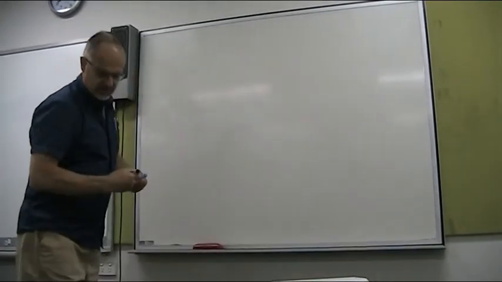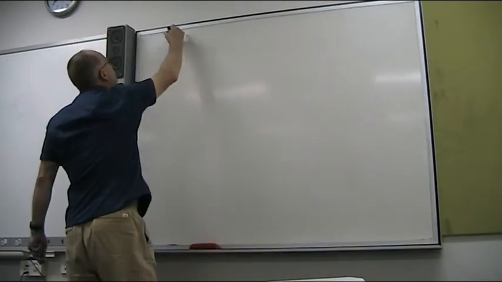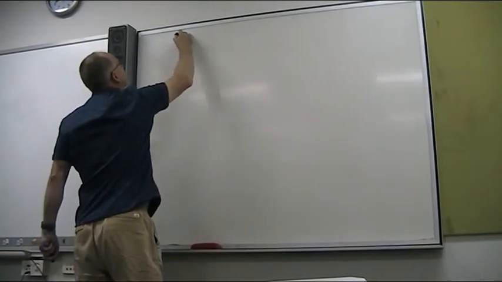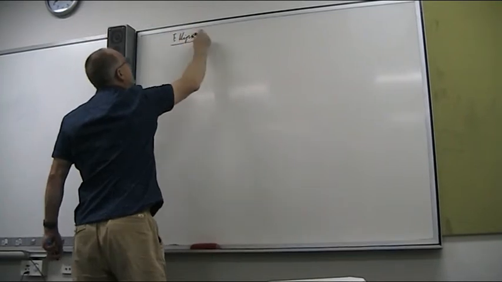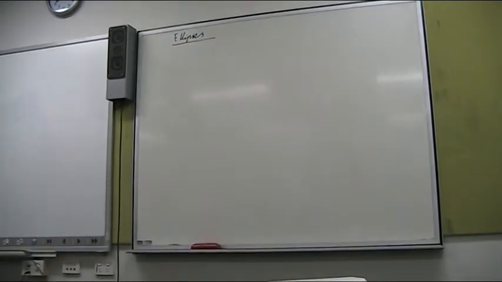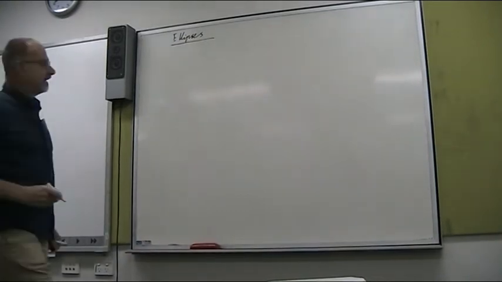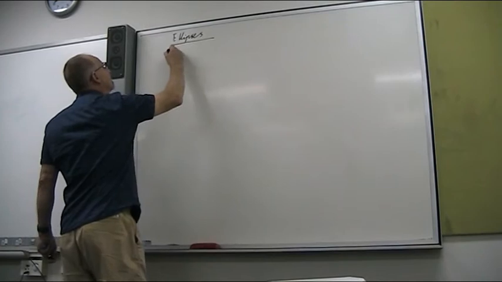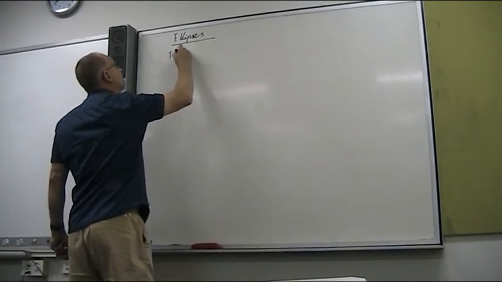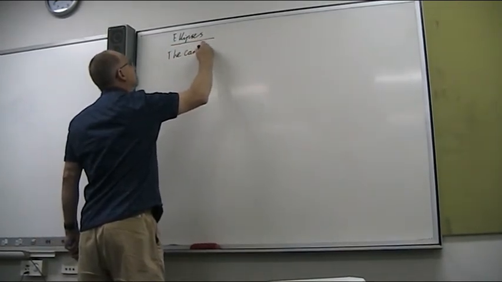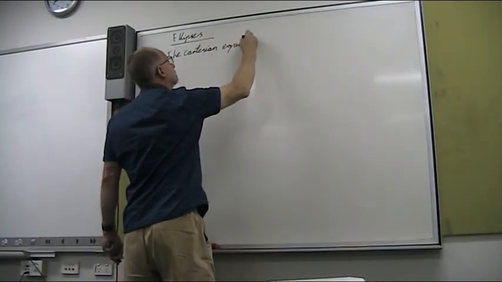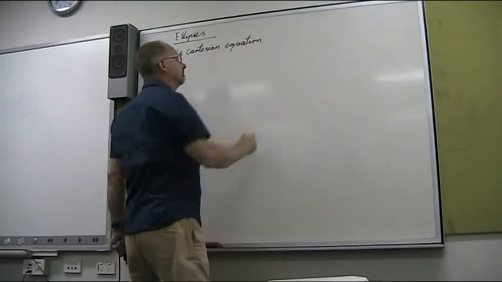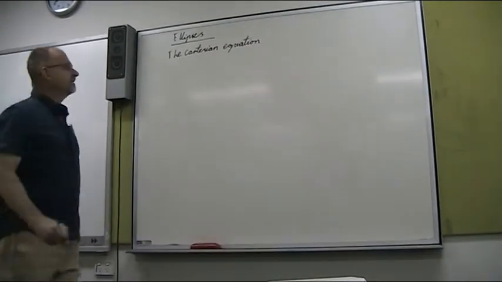Alright, so the next one is ellipses. So an ellipse is a squashed circle. And the Cartesian equation, because there's other equations, is this form.